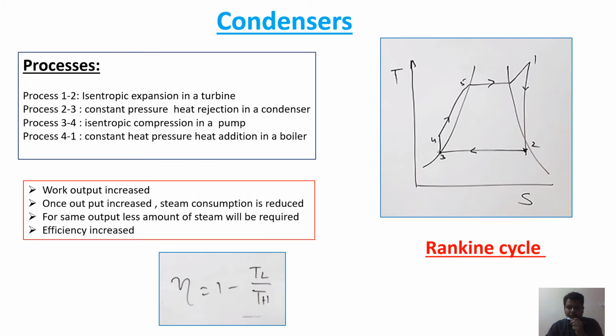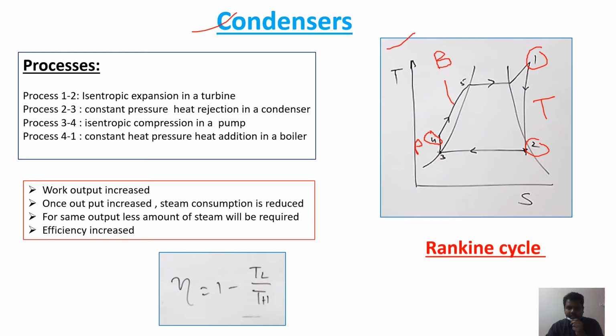Today let us start a new topic, condensers. As we know, this is the phase diagram for the Rankine cycle. Here process 1 to 2 is the isentropic expansion in the turbine. Process 2 to 3 is heat rejection in the condenser. Process 3 to 4 is isentropic compression in the pump. Finally, process 4 to 1 is heat addition at constant pressure in the boiler.